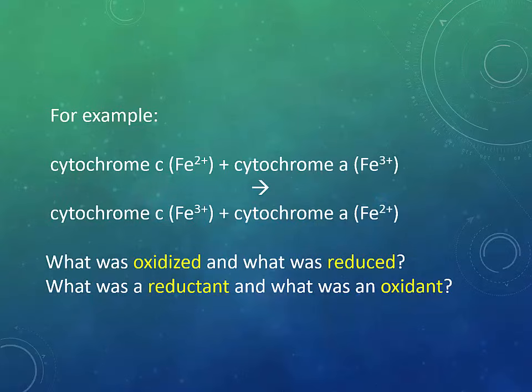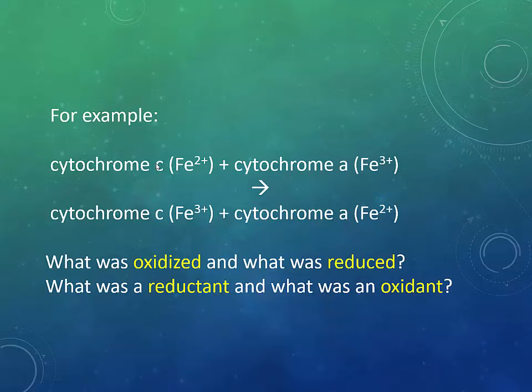So what was the reductant and what was the oxidant? Well, cytochrome C was the reductant because reductants are what do the reducing. So the reductant must give up its electron to the oxidant. The oxidant must take its electron from the reductant. So cytochrome C is the reductant. Cytochrome A is the oxidant. Cytochrome A oxidized cytochrome C, and cytochrome C reduced cytochrome A.